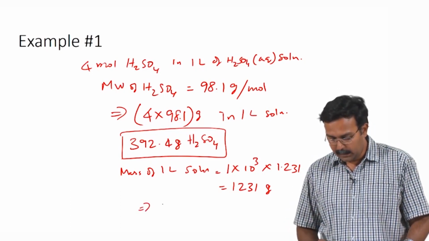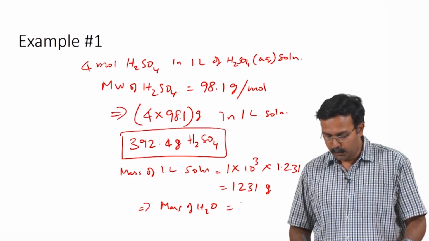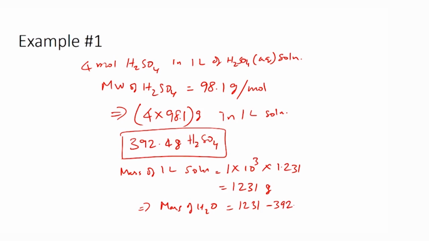So, this implies the mass of water would be equal to 1231 minus 392.4 grams, which would be equal to 838.6 grams of water. So, you can prepare 1 liter of 4 molar H2SO4 solution by mixing 392.4 grams of sulfuric acid and 838.6 grams of water.